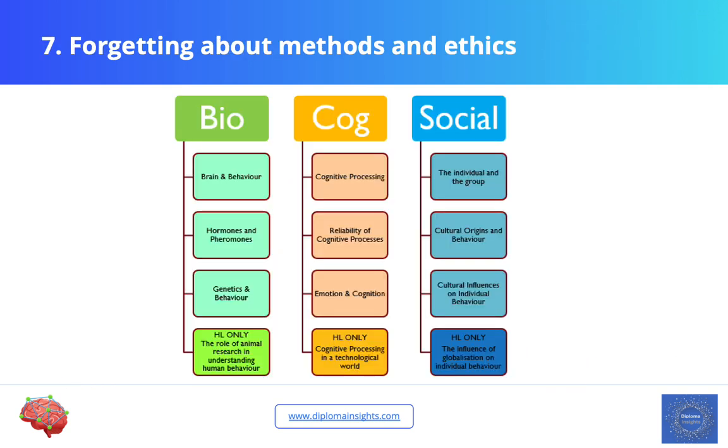Methods and ethics are often forgotten about when students are revising, and this is clearly shown when students are responding to questions about methods and ethics. Remember, in paper 1, you can only be asked methods or ethical questions in terms of the topics. So here are the topics for the biological, the cognitive and social approach, and they also include the high-level extension units as well. So a question about methods or ethics would only be asked at each of these topic levels. So when you're revising, be sure that you understand the relevant methods that we use when we're investigating these topics, and the relevant ethical considerations that are necessary to consider, again, when we are investigating these topics.